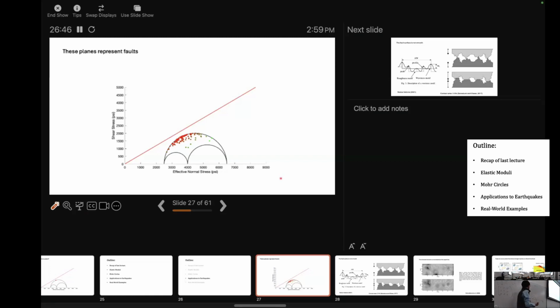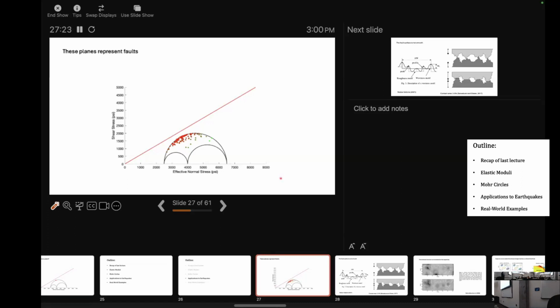Mu is the coefficient of friction, which can also be thought of as the tangent of this angle, or the arctangent. Wait, tangent. Tangent, I think. Tangent of the angle equals mu. And so you can think of mu as how likely the fault is, how amenable the fault is to slip.